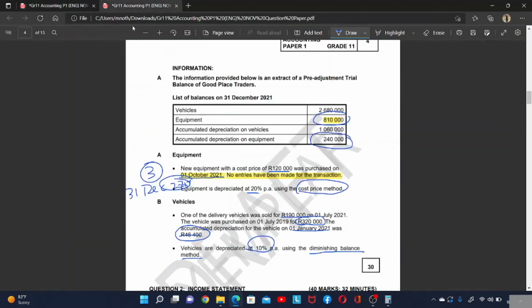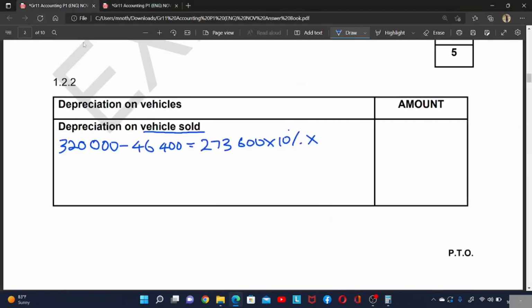How many months did this vehicle stay? This vehicle was sold on 1 July 2021. So in our current year, this vehicle stayed from 1 January 2021 to 30 June 2021. Then on 1 July it was sold, meaning that this vehicle stayed for the whole 6 months. So we are calculating the depreciation for the 6 months, which is equal to 13,680.